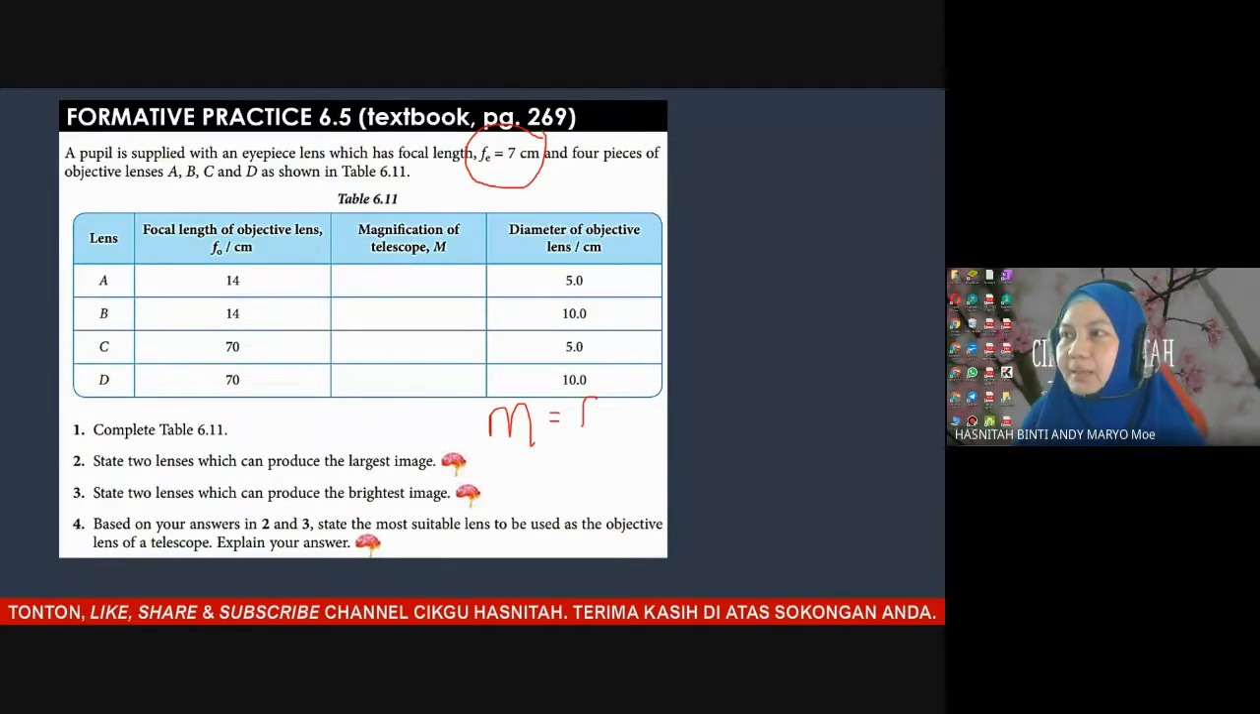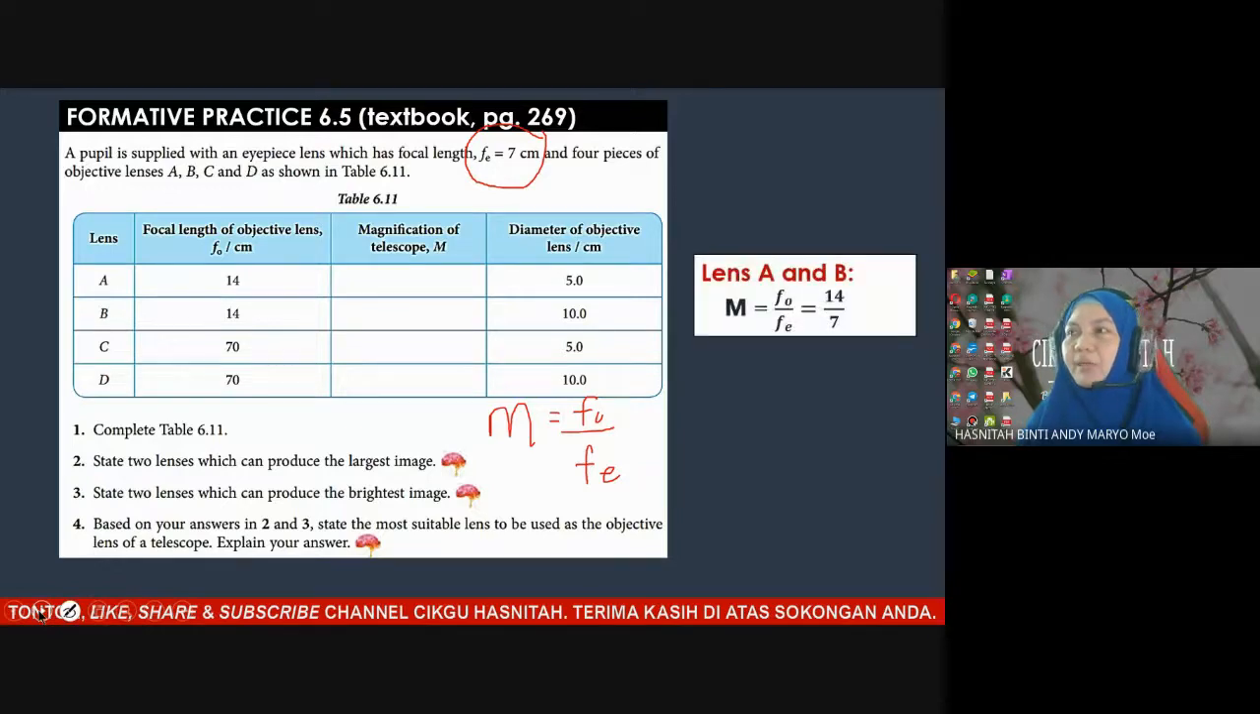It is FO divide FE, right? So FE is all 7. FO you can see here. So the first one will be 14, yes, FO divide FE, correct. So the first one, 14 divide 7, so it will give you 2.